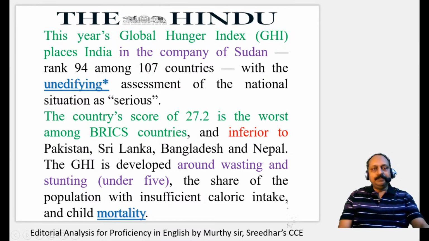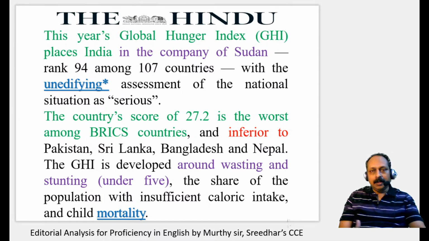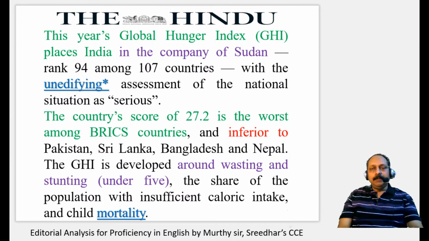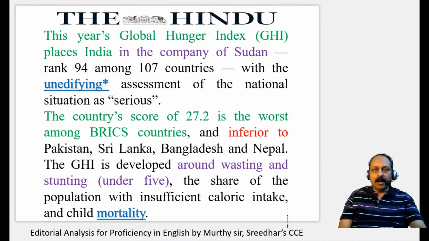Now let us go on. This is all about the Global Hunger Index, today's editorial. This year's Global Hunger Index, GHI, places India in the company of Sudan, a Northeast African country. In Northeast Africa you have countries like Sudan, Ethiopia, Somalia. These are all part of the Northeast African continent. So where does it place India? In the company of Sudan. This is an important phrase, in the company of: in the company of good people, intellectuals, bad people, a standard phrase. Here, in the company of Sudan, rank 94 among 107 countries, with unedifying assessment of the national situation as serious.